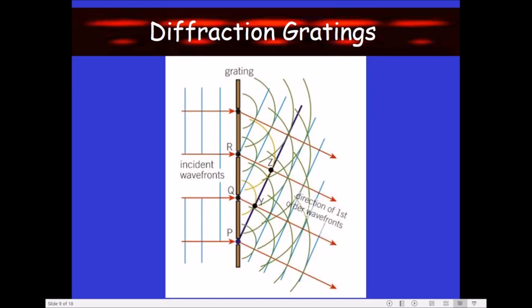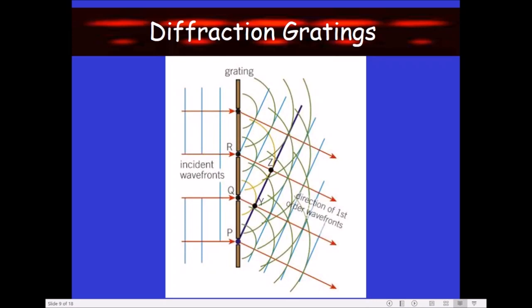Okay, now let's see if we can make sense of this diagram. On the left you can see the waves coming in, and P, Q and R and so on, those are the gaps in the grating, they're the slits. Now, all of the semicircular lines on the right hand side, those are the waves passing through, they're the wavefronts as the wave spreads out from every single one of those slits.